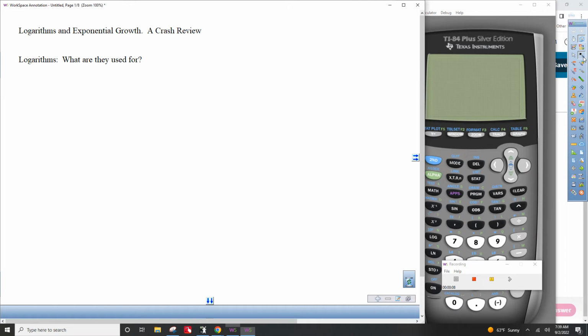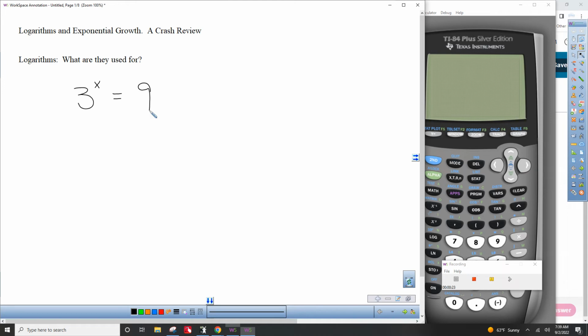Now, you've all already learned this in Algebra 2, but this is an important topic, and we are going to revisit it in pre-calculus. Okay, so what are logarithms used for? Logarithms are, in essence, used for when we have a variable as an exponent.